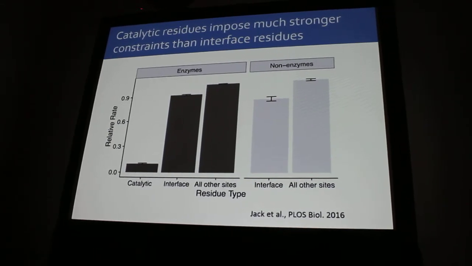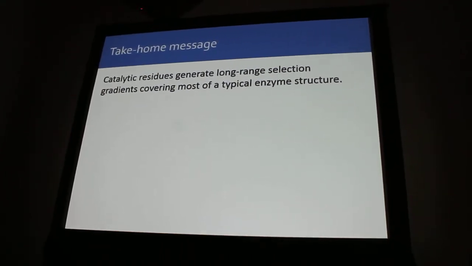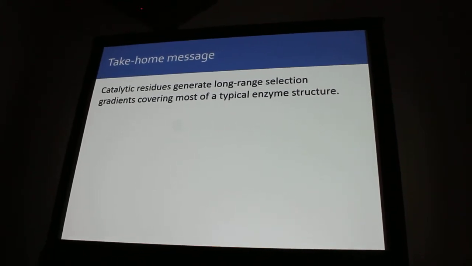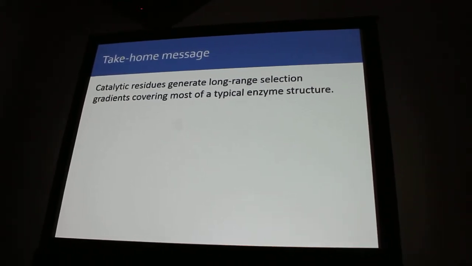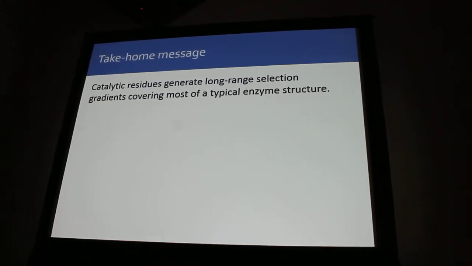Okay, so the take-home message here is catalytic residues generate long-range selection gradients covering most of the typical enzyme structure. And I don't have it in words there, but protein-protein binding interfaces are surprisingly variable.